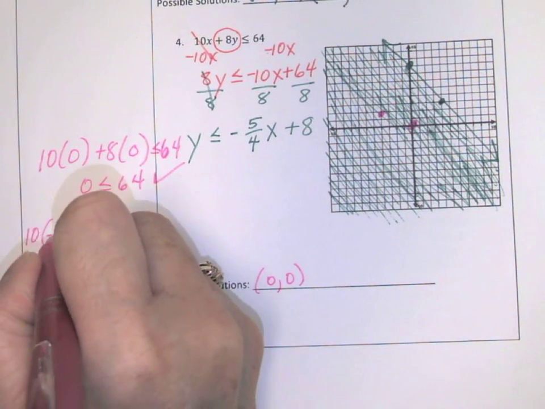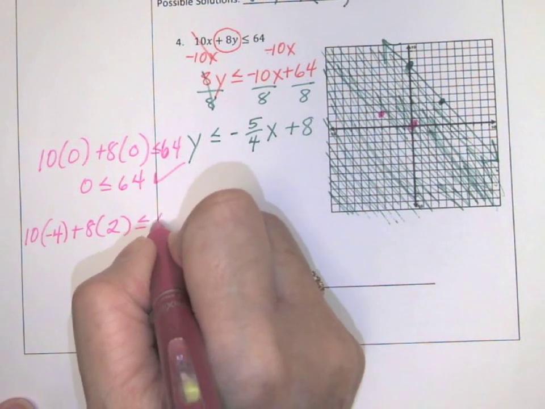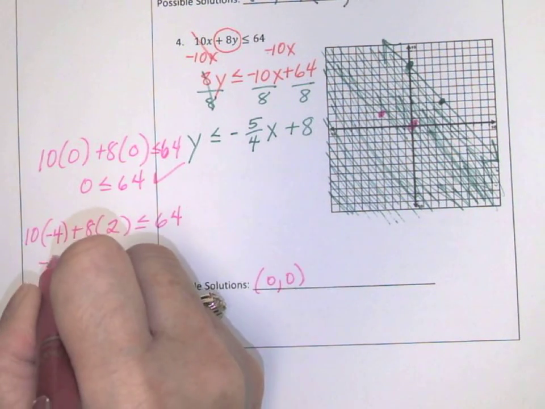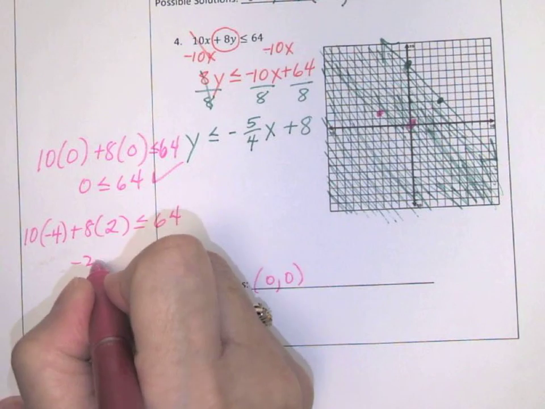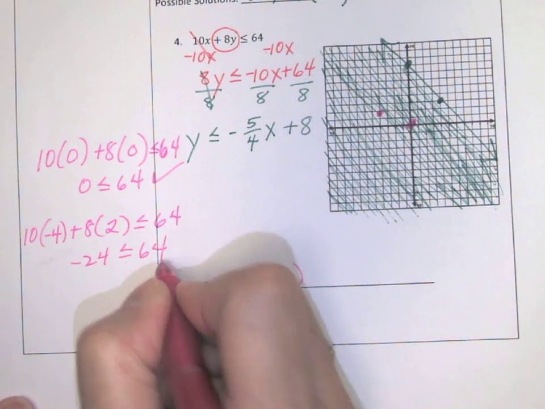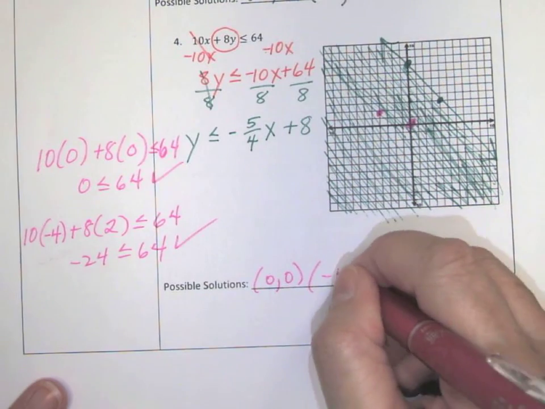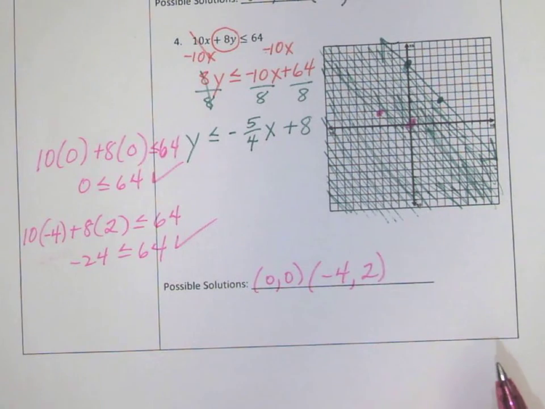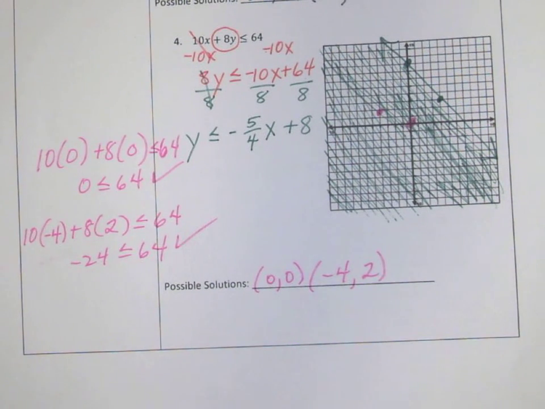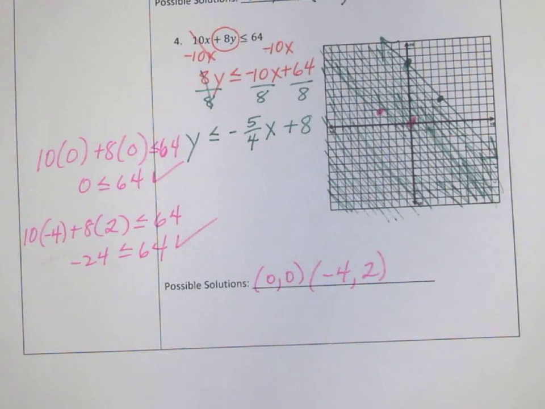So instead of x, I'm going to put negative 4. Instead of y, I'm going to put 2. I'm going to have negative 40 plus 16, negative 24. All negatives are less than positives. So isn't that true? Yes. So my point negative 4, 2 is a solution. And I could go on and list all those points in the shaded area to infinity, but anything not in the shaded area is not a solution.